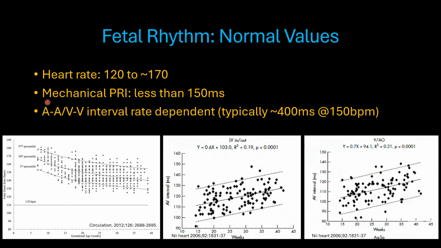A normal mechanical PR interval is going to be less than 150 milliseconds, and you can see these values also change over the course of the pregnancy, but they should never exceed 150 milliseconds in a normal situation. And then the A to A and V to V intervals should be constant and consistent, and those are rate dependent, but they should be measuring identical in a normal situation.